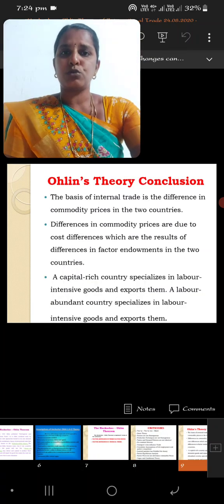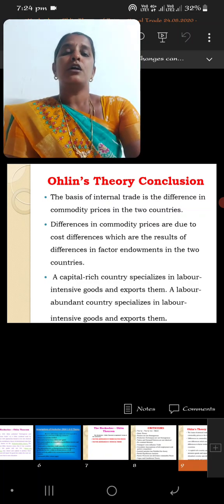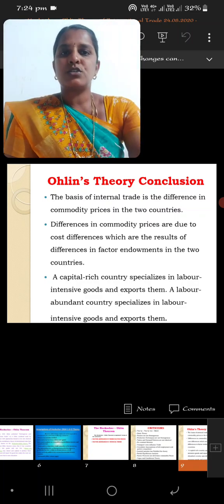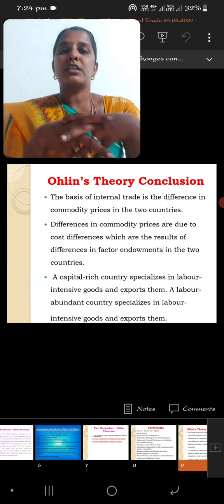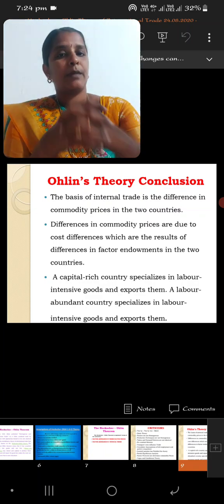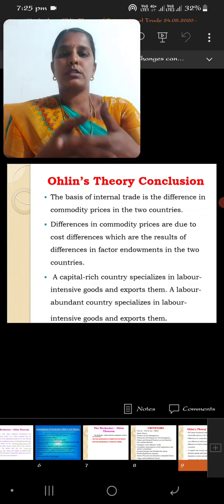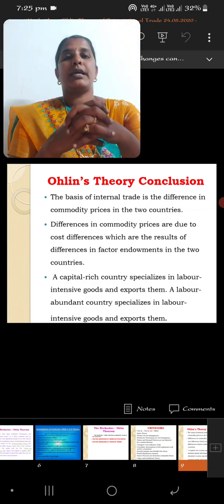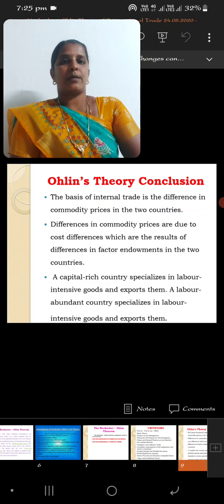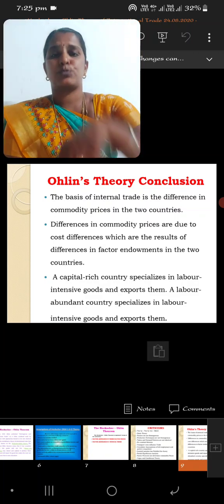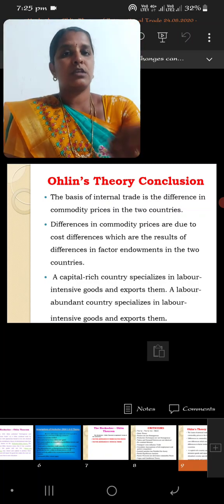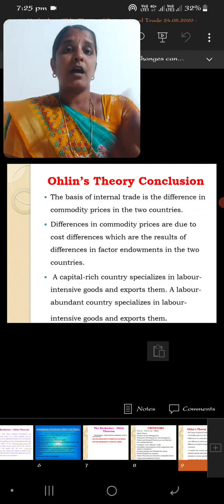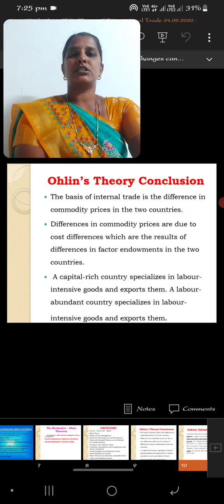So, coming to the conclusion about the Ohlin theory, it is based on international trade arising from the difference in commodity prices of the two countries. The countries rich in labor specialize in labor intensive goods and export them. Which country is abundant in labor? They export more labor intensive goods. If the country has more capital, it exports more capital intensive goods.